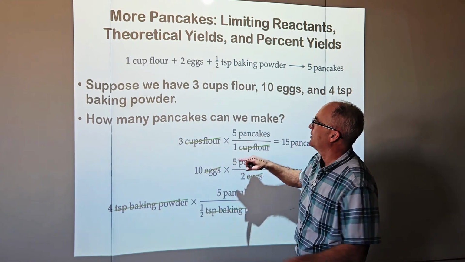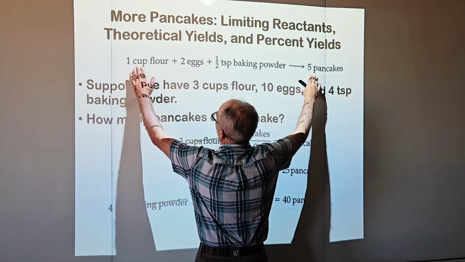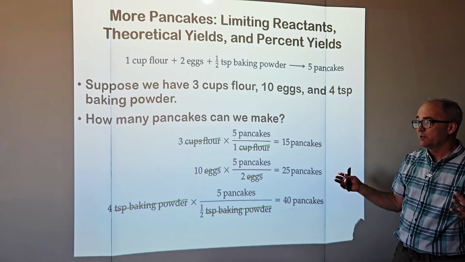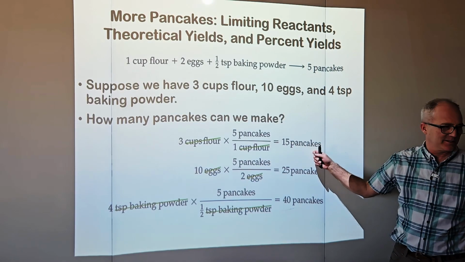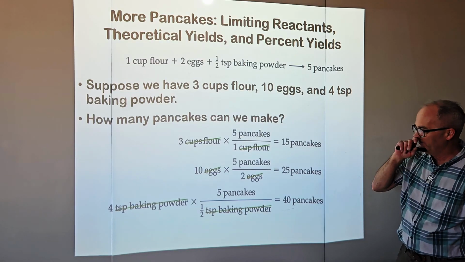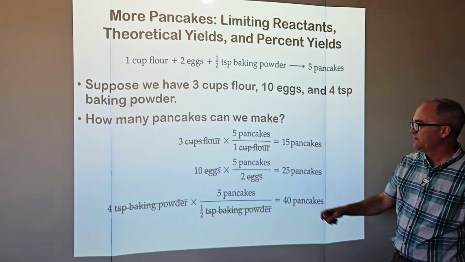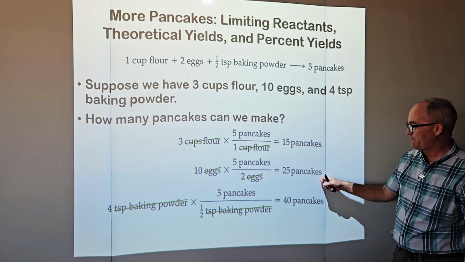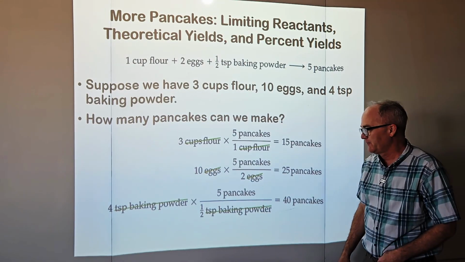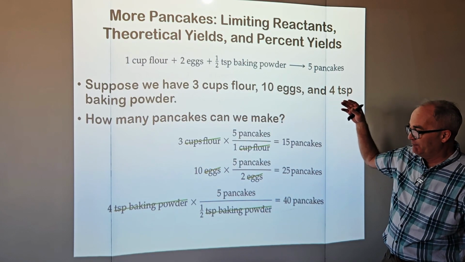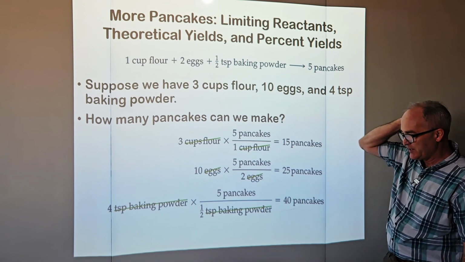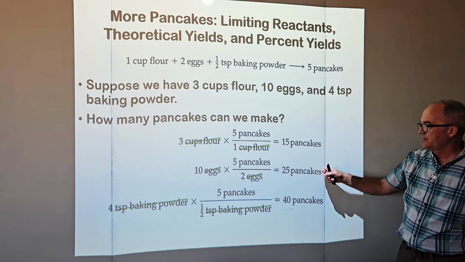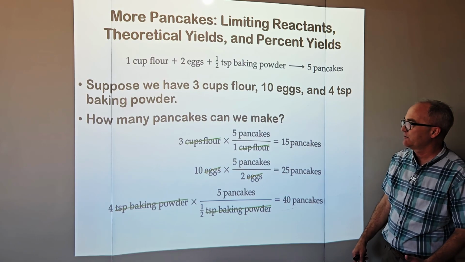My 3 cups of flour, I look up here, and here's a mole ratio from a balanced chemical equation, just like my sandwich analogy. And I see with 3 cups of flour, I could make 15 pancakes. I don't think I could feed everybody in this room. 10 eggs, 2 eggs give me 5 pancakes, 2 eggs, 5 pancakes. I could feed everybody in this room. One measly pancake. Hopefully I'd have lots of toppings. But I find 4 teaspoons of baking powder. I can make 40 pancakes. So these are all theoretical yields based on each reactant.